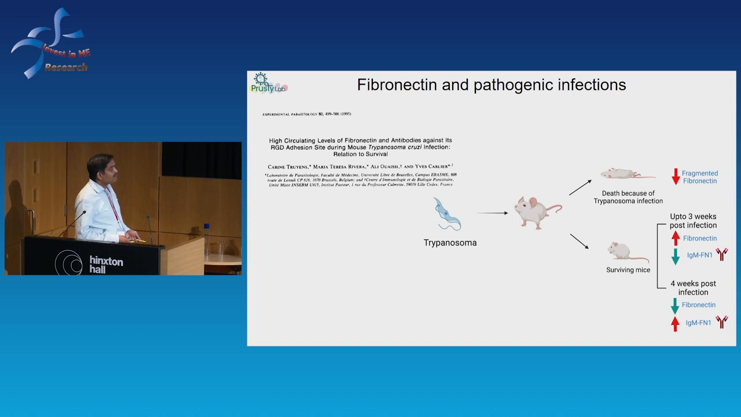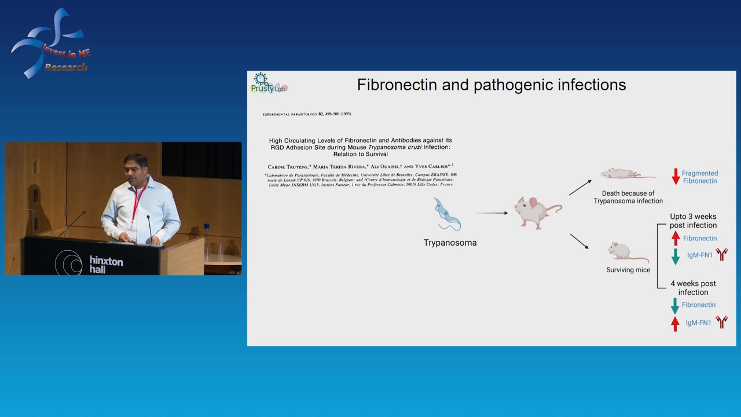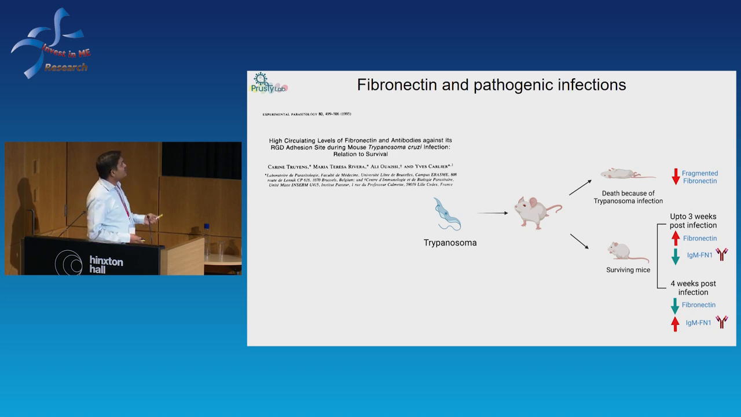So now we were trying to understand what this fibronectin means. And we came across a very old study from 1995. This is a study where trypanosoma infection was done in mice. And if you look into this study, some of the mice died because of the trypanosoma infection. And there, the fibronectin was actually fragmented in these mice.